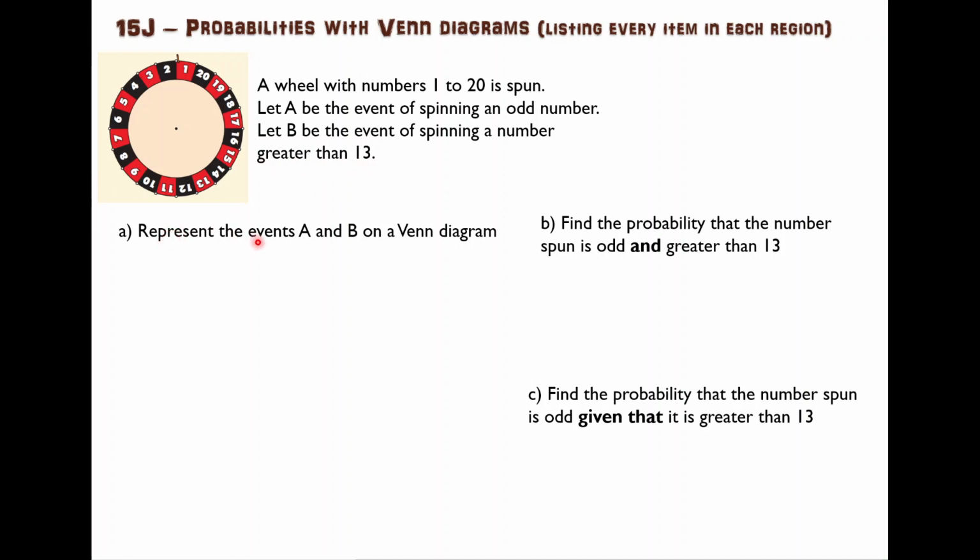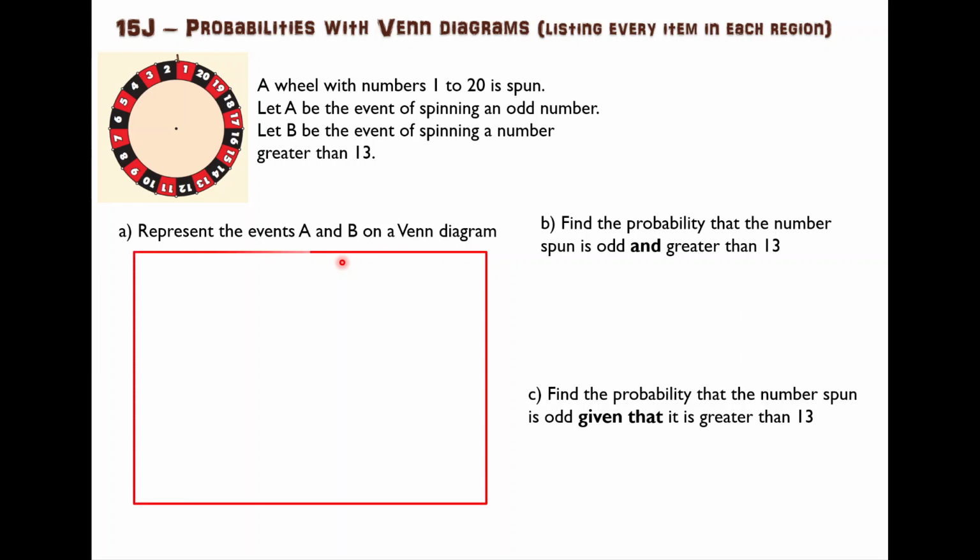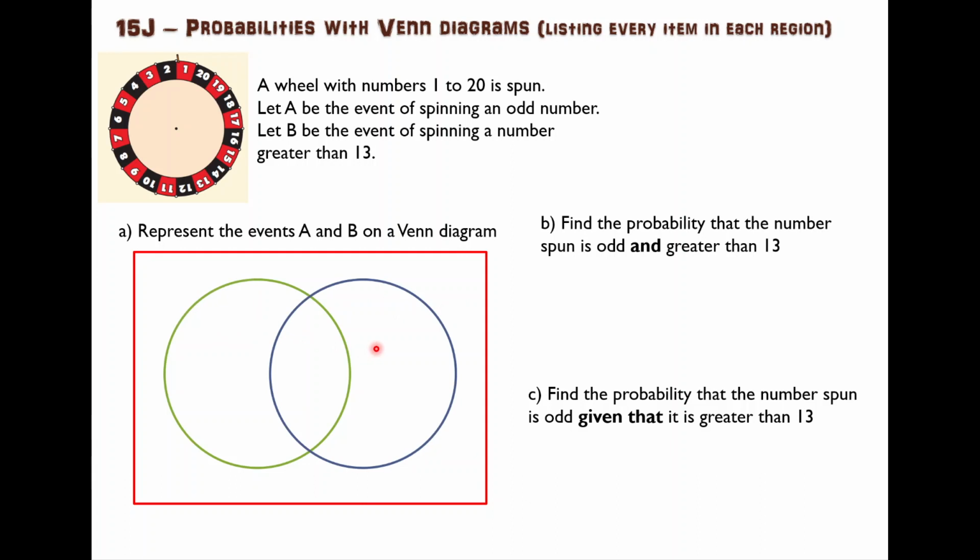We want to represent the events A and B on a Venn diagram to show which outcomes fit into each event. Maybe some outcomes fit into both events. This is a great application for using a Venn diagram. So what you do is you draw a box to indicate all of the possible outcomes. And then you draw a circle for each event. A circle for event A and a circle for event B.